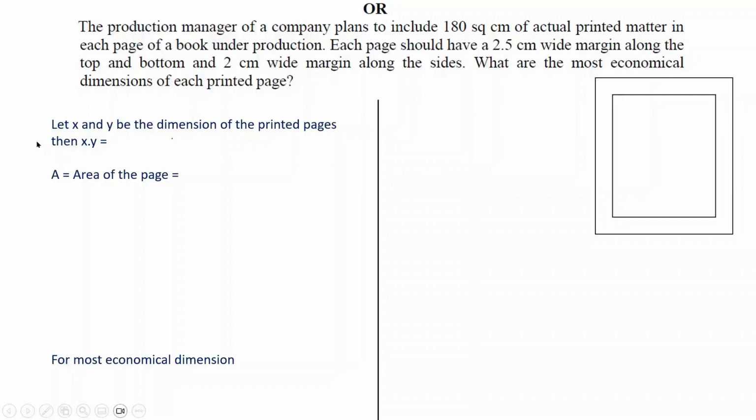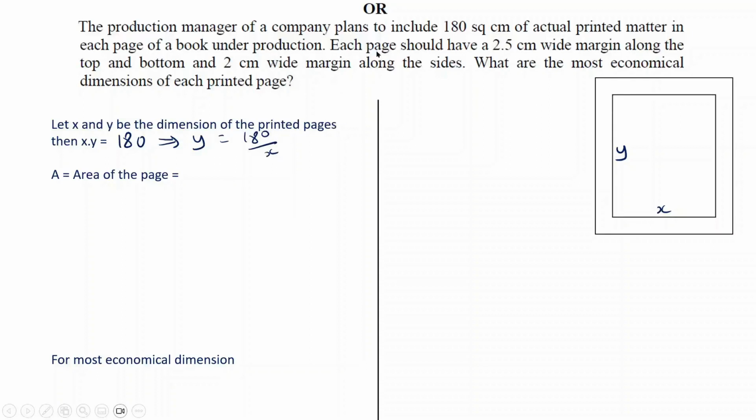So here let us take, let x and y be the dimensions of the printed pages. So if we take x and y as the dimension of the printed page, let us consider this is the printed page, that is the inside box. So let us consider this as x and this as y. Here it is given the area of the printed matter is 180 square centimeter. So x into y will be 180. So from this let us take y as 180 by x.